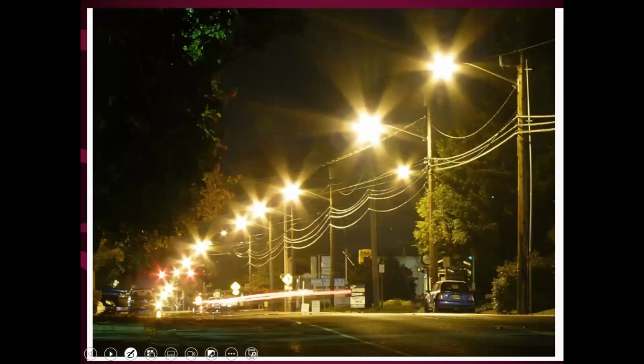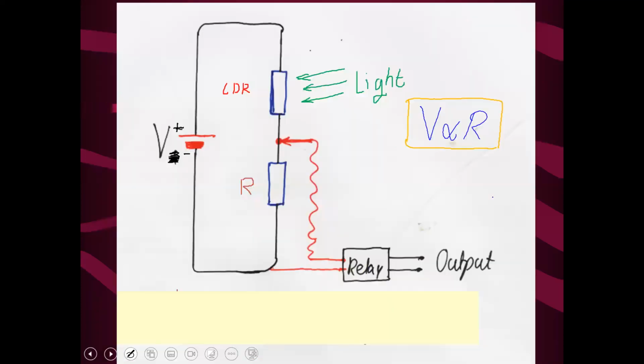That is a very common circuit in street lights. In street lights, in the daytime, they have to go off. In the night, they have to go on. Similarly, the circuit can be reversed. Now we come to the potentiometer.